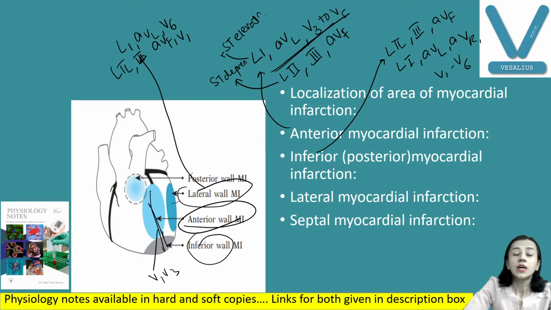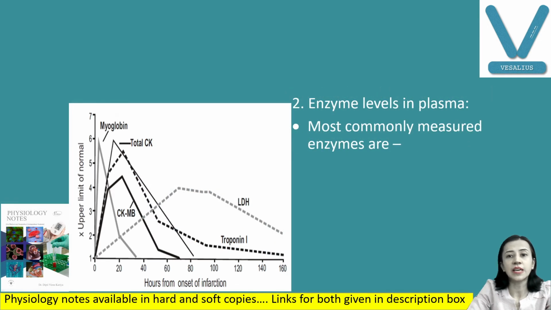Now other investigations to diagnose myocardial infarction: number one is enzyme level in the plasma, enzymes released into the circulation by damaged myocardium.